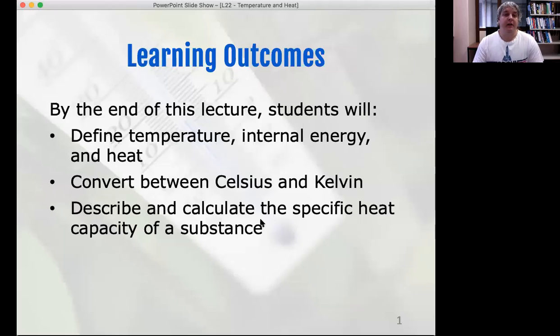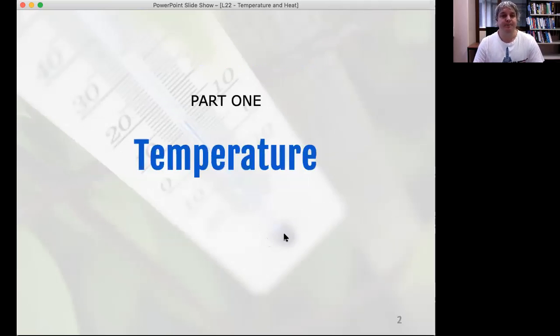So to start with, our goals for today are to define temperature, internal energy and heat, convert between Celsius and Kelvin, and to describe and calculate the specific heat capacity of a substance. That's a concept that can be a little bit confusing, so I do recommend taking the time to make sure you understand specific heat capacity, how to calculate it, and what it means, slightly more than you may find you need on other topics. So to start with though, what is temperature?